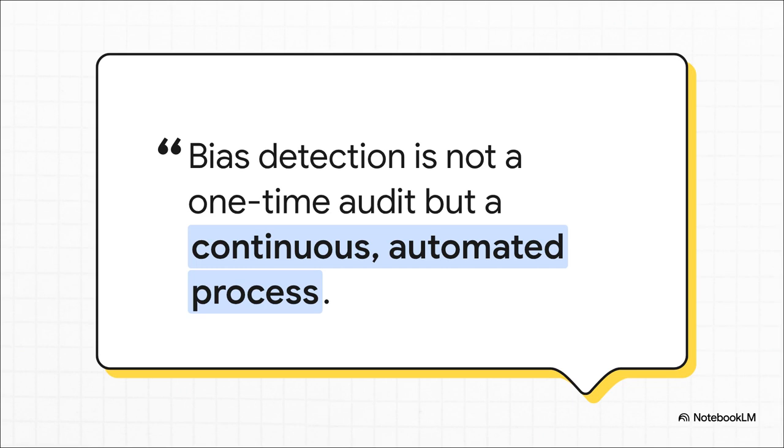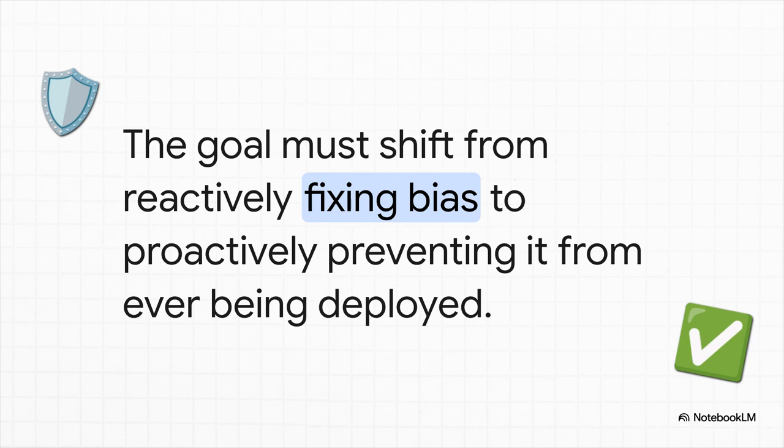And this is the lesson for everybody. A manual audit is a good start, but it's just not enough. To build AI responsibly, bias detection has to be an automated, continuous part of the entire process, from the moment the data arrives to the moment a model goes live. Ultimately, this whole thing represents a huge shift in thinking. The goal can't be just to find and fix biased models after they've already been built. The real goal has to be to create systems that prevent biased models from being created in the first place. It's about proactive prevention, not reactive cleanup.